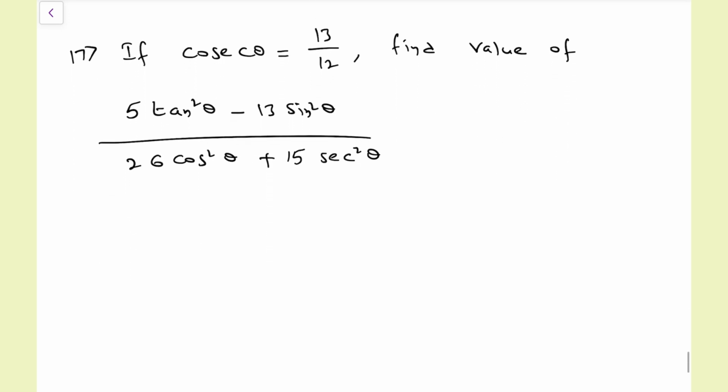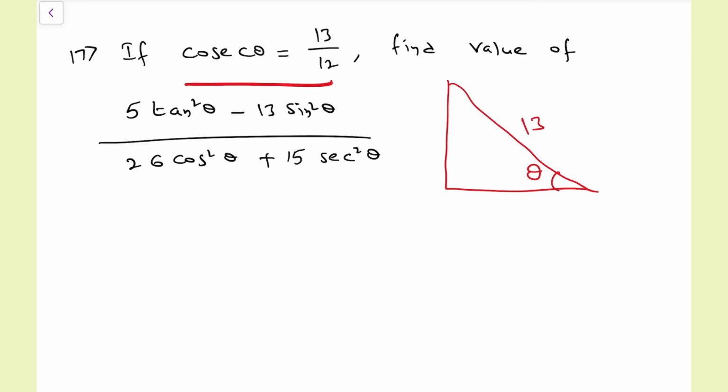Last question, that is, if cosec theta equals 13 by 12, then find the value of (5 tan square theta minus 13 sin square theta) whole divided by (26 cos square theta plus 15 secant square theta). First let us draw the triangle. I am taking this as theta. So here the cosec theta is 13 by 12, right? So cosec theta is hypotenuse by opposite. So this is 13 and this is 12. Now by using the Pythagoras theorem, you need to find out the third side, that is 5.